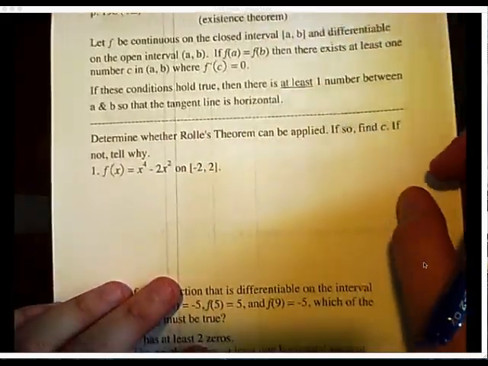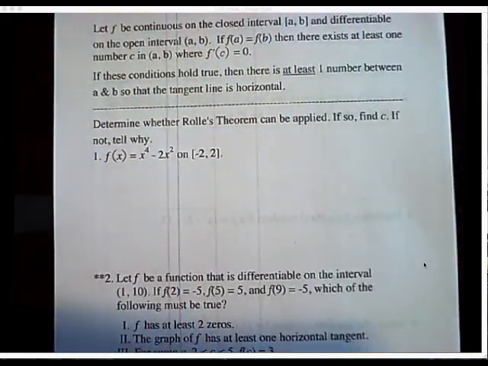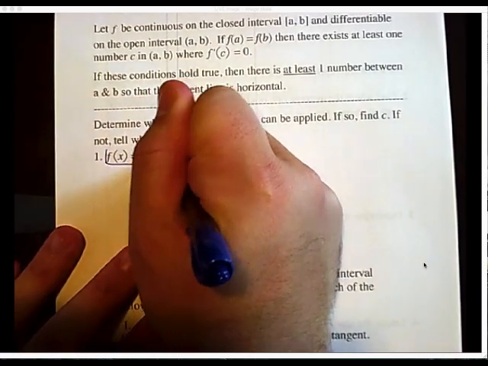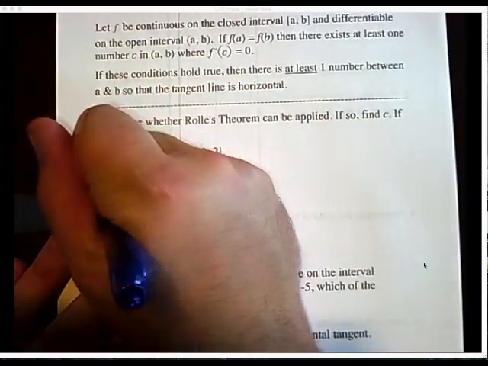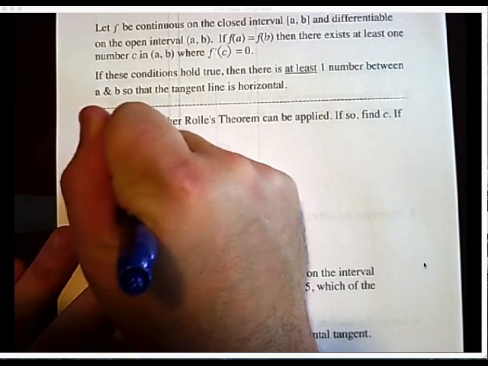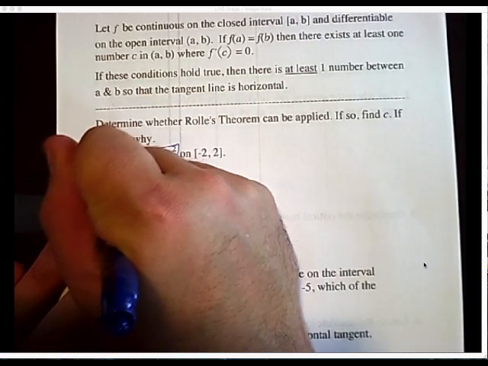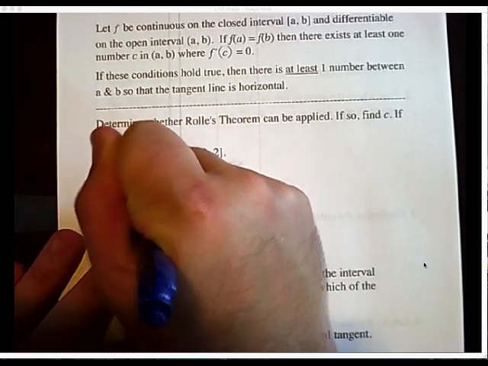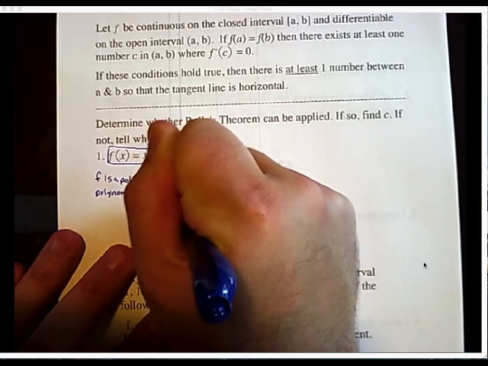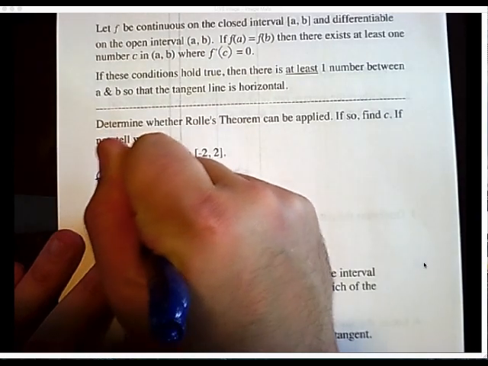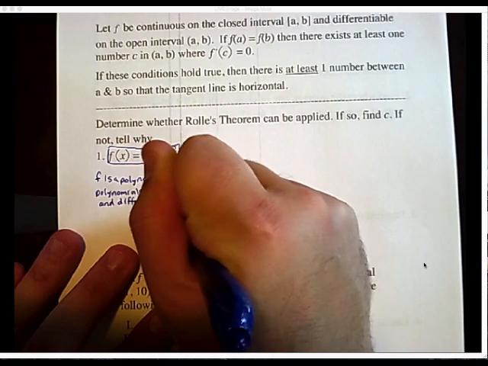So let's do some of these examples. It says, determine whether Rolle's theorem can be applied. If so, find the value of c. If not, tell why. So first, let's look at the function. It's got to meet the conditions. That's a polynomial, so I can say f is a polynomial. And polynomials are continuous and differentiable everywhere. Instead of saying everywhere, I can just say on the real numbers.